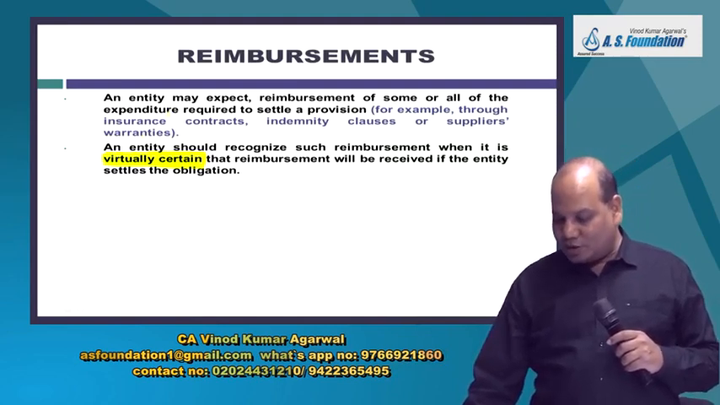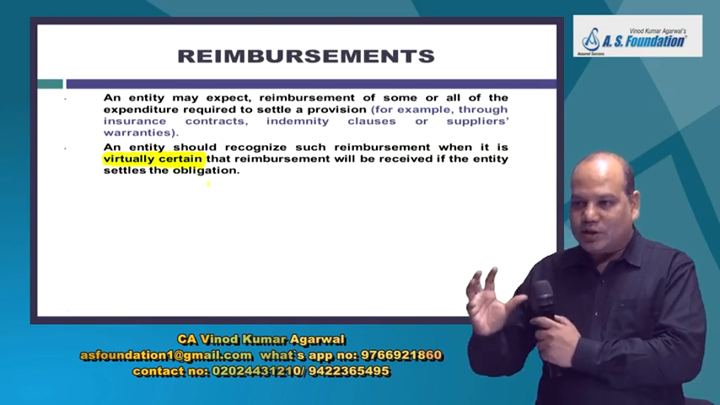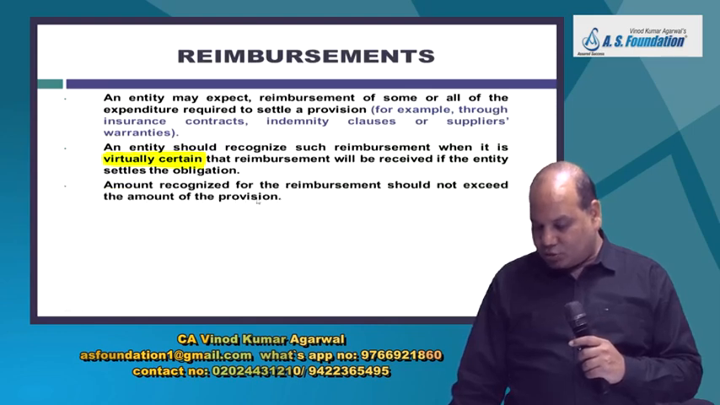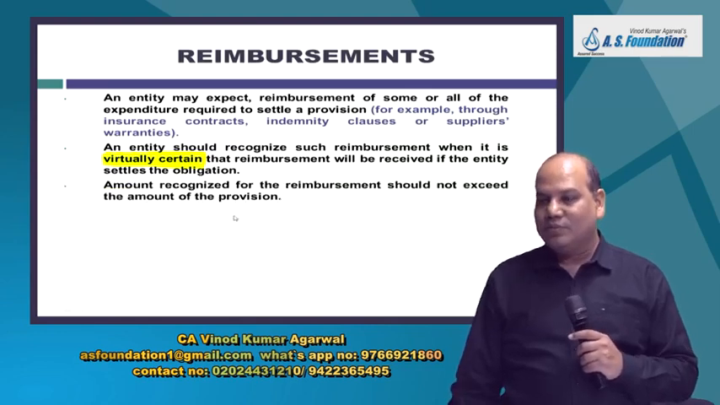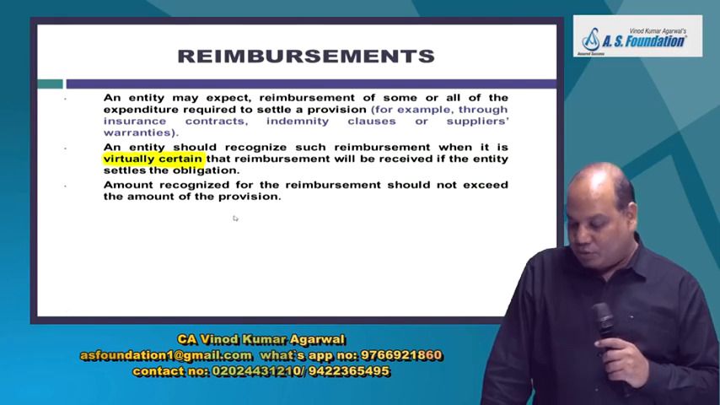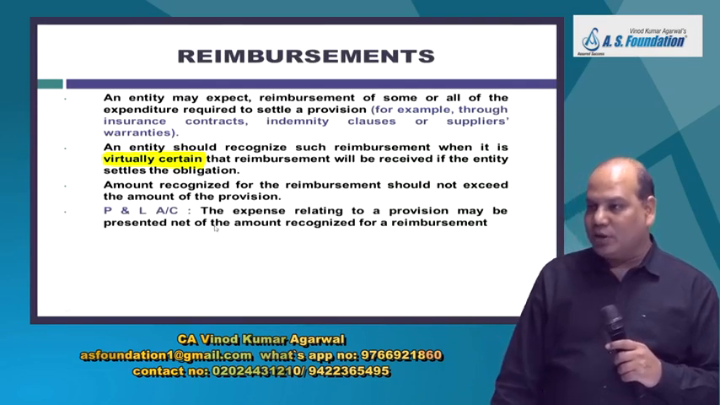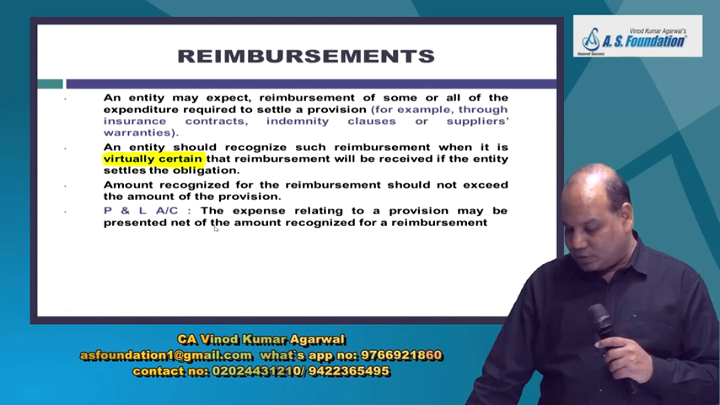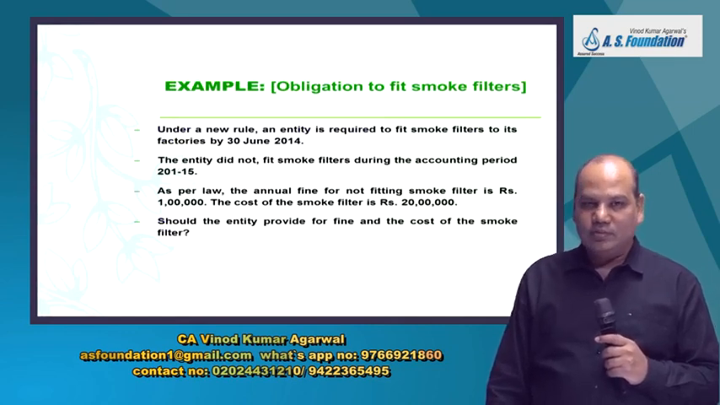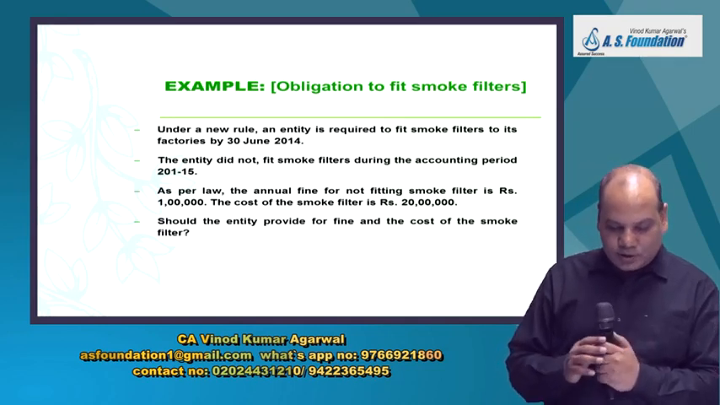Then what entry will you pass for reimbursement? Reimbursement receivable to profit and loss, and it will be shown as a deduction from the provision expense. The amount recognized should not exceed the amount of provision. So there is an upper limit on how much you can recognize as reimbursement receivable, up to the extent of provision made. And the presentation in the SOPL will be net of the expense, and in the SOFP it will be shown separately as an asset. Liability will be shown separately, asset will be shown separately. This is how they have defined the presentation requirement.